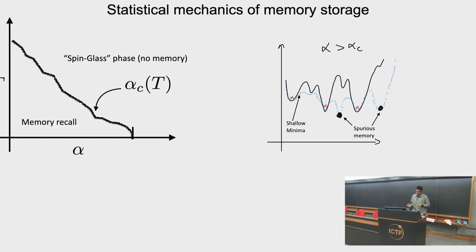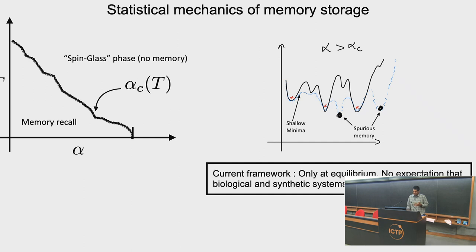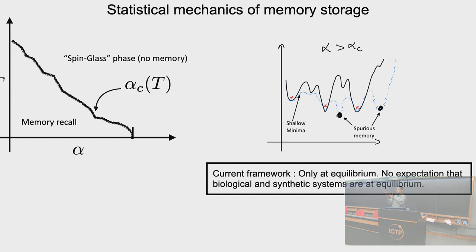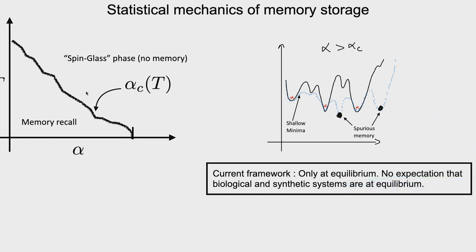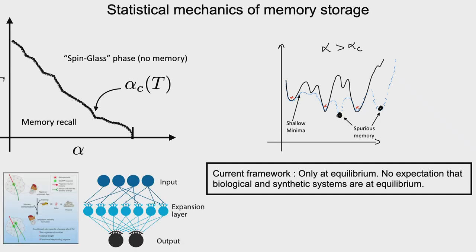The question we're trying to ask was, all these ideas are built on the framework of equilibrium statistical mechanics. There's a notion of connectivity, there's a notion of temperature, which determines this kind of phase diagram here. There's no reason for us to expect that a biological system of the Drosophila sort, or what happens in our brains, satisfy the kind of dynamics you would get at equilibrium. There are dynamics that are much more exotic.